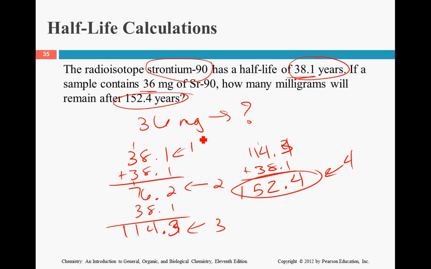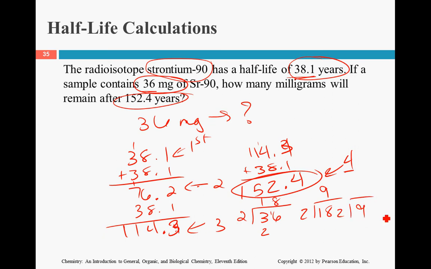So this is the first half-life. This is the second one. This is the third one. This is the fourth one. So that means this 36 milligrams is going to get divided in half 4 times. So 36 divided in half once is 18. So that's 1 half-life. 18 divided in half again is 9. That's 2 half-lives.